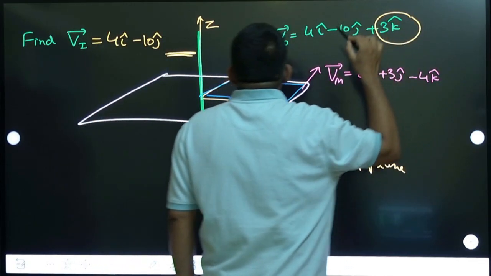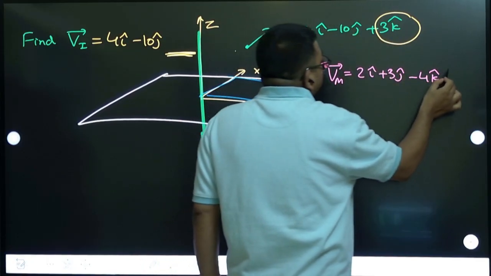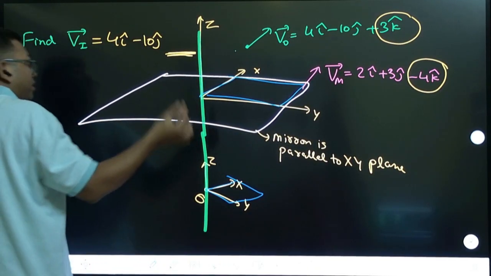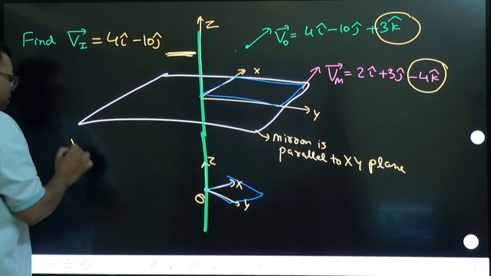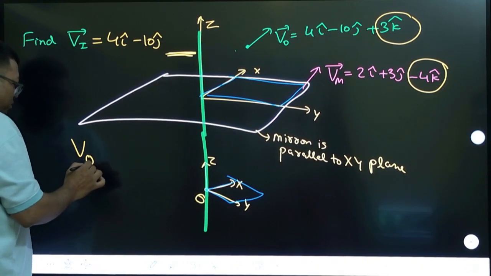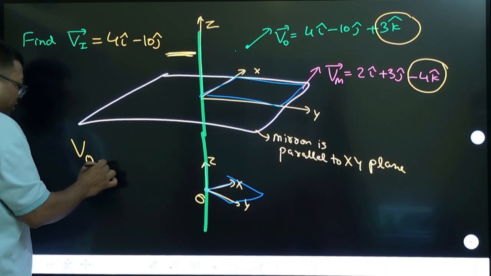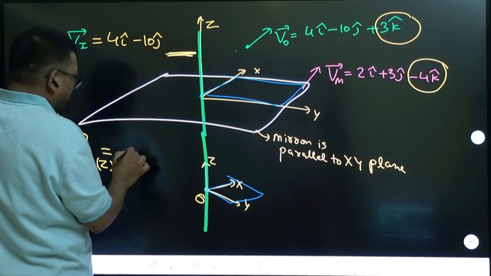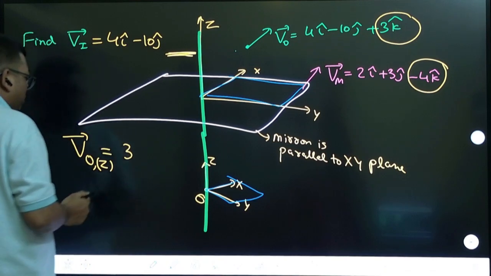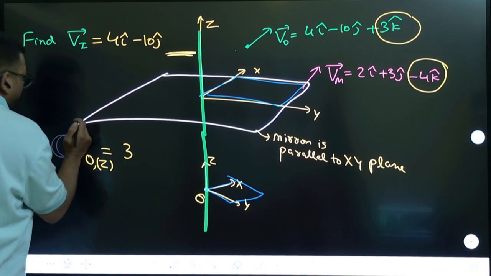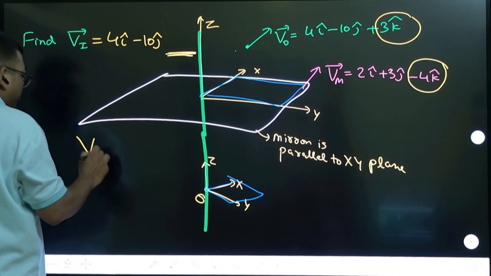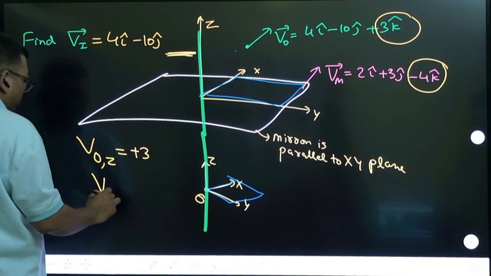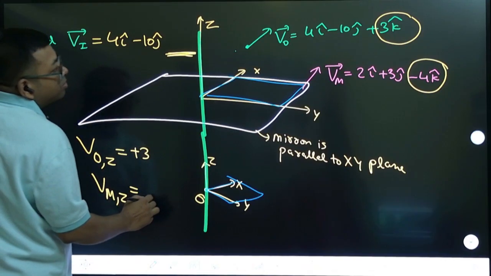So this is the velocity of the object, and this is the velocity of the mirror. Let us write now. Only the perpendicular component, meaning the z direction, we will write. The z component of the velocity of the object is plus 3, only 3. So the velocity of the object along the z direction is plus 3, and the velocity of the mirror along the z direction is minus 4.